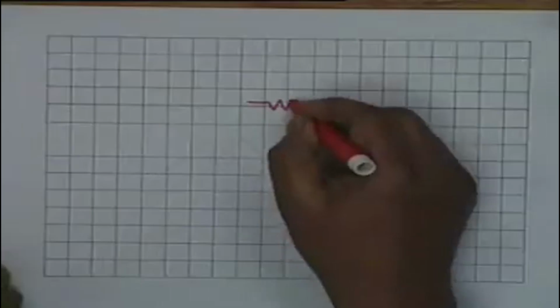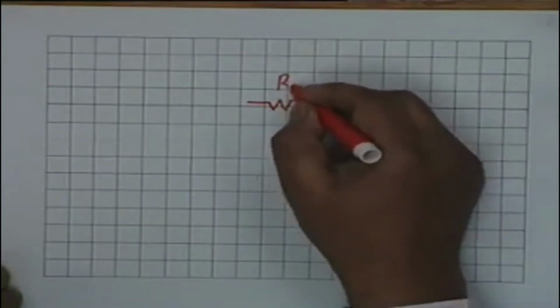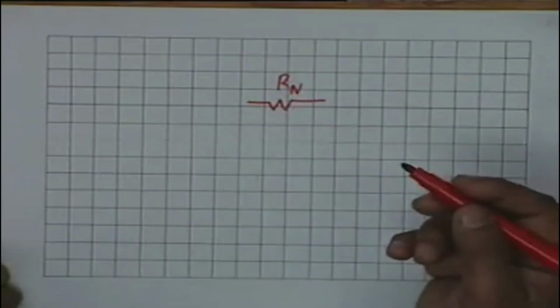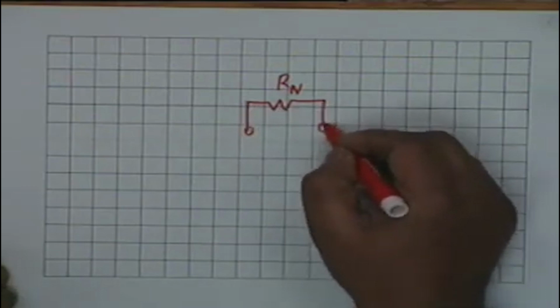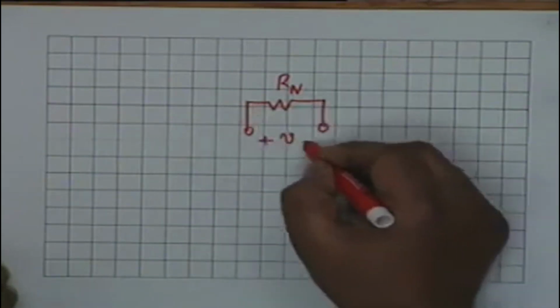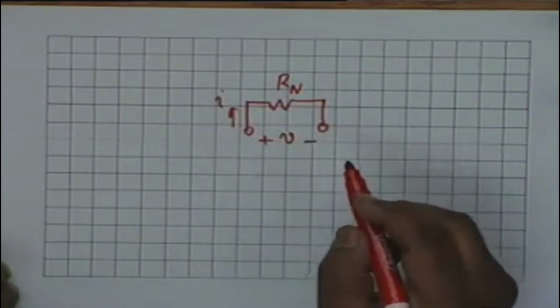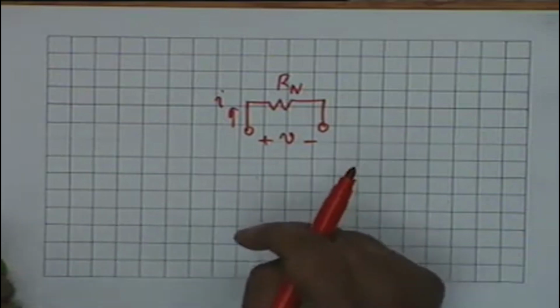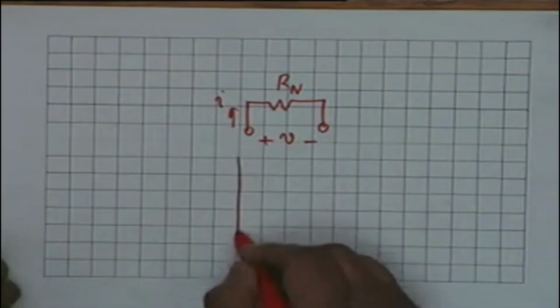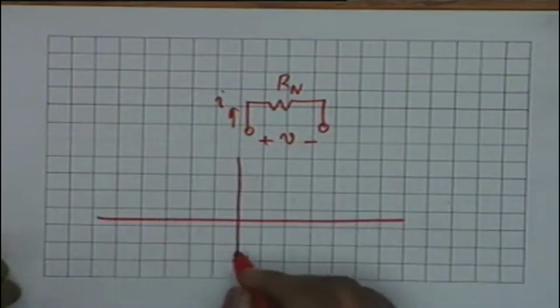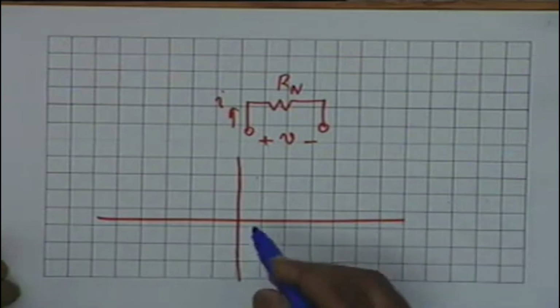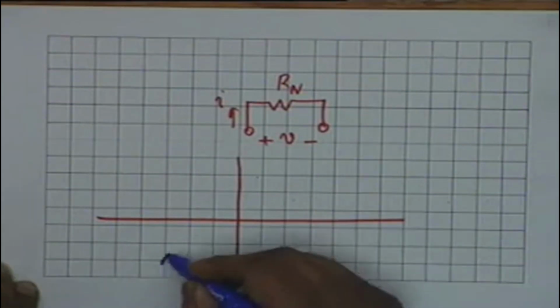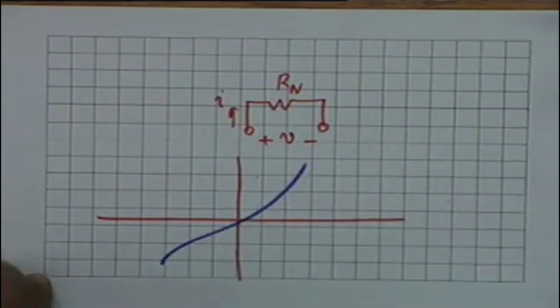There is no special symbol for a nonlinear resistor, so we will simply say Rn, to indicate that it is a nonlinear resistor. Now, a nonlinear resistor obviously does not obey Ohm's law. Ohm's law says V should be proportional to I, and the proportionality constant should be Rn. Here in a nonlinear network, this is not necessarily so. V and I are not necessarily related linearly. In fact, one could have a situation like this, which is obviously not linear.